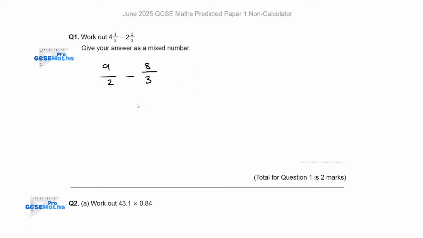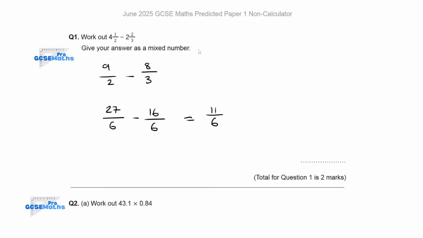Now we are going to subtract. You need to have a common denominator. That would be 6. You can use 12 or any other multiple, but we'd ideally want the lowest common multiple, which is 6. So the first one we'd have to times by 3, top and bottom, and the second one by 2. Now I just subtract the numerators, so that should give you 11 over 6.